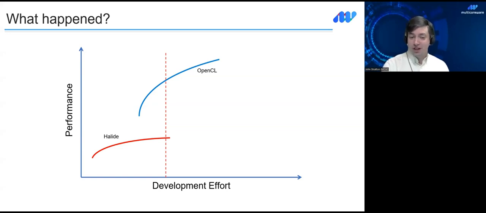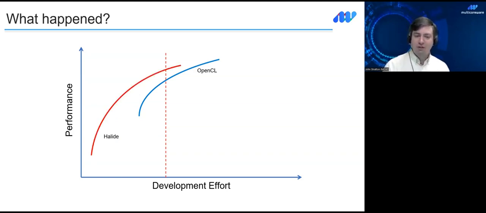Obviously, before we started, you could expend the same amount of development effort in Halide, but because of the technical limitations, you had a performance ceiling and weren't going to get anywhere close. But we were able to shift the performance curve for Halide such that for the same development effort, you actually got a higher level of performance. Why? What does that mean?